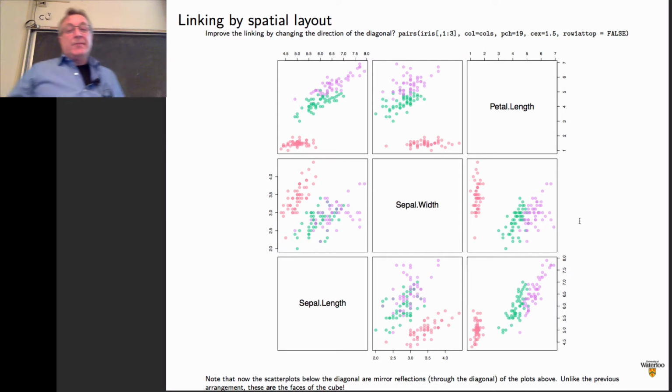And what's good about that? Well, that actually looks like the faces of a cube. If you had the 3D points inside a cube and you looked around on all sides, that's what you would see.